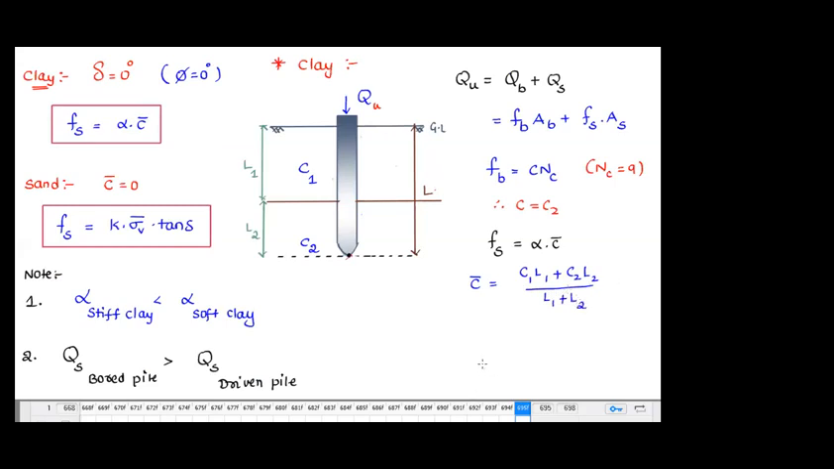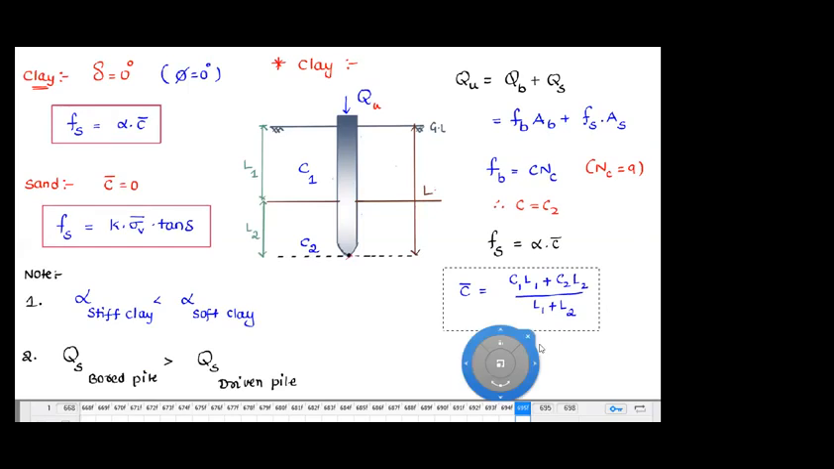Weighted average. What is this? Simply, the centroid formula is there, right? Whatever the weighted average formula, you have to take it. So no matter how many layers they give you, take that cohesion into that layer, that cohesion into that layer. So C1 L1 plus C2 L2 by L1 plus L2.